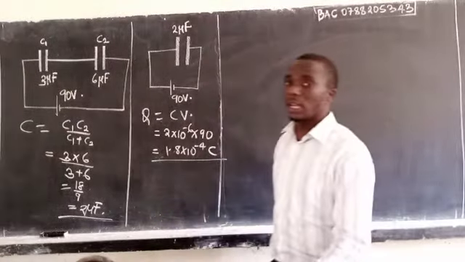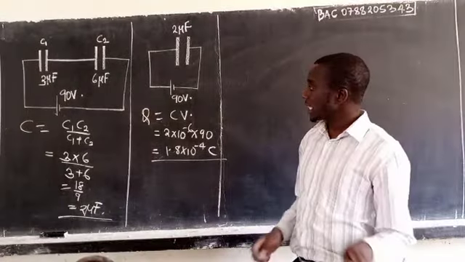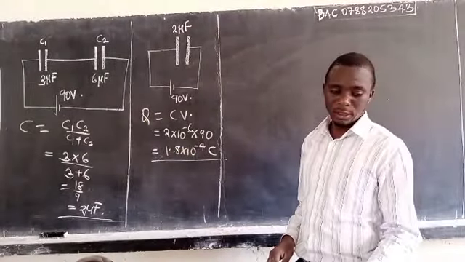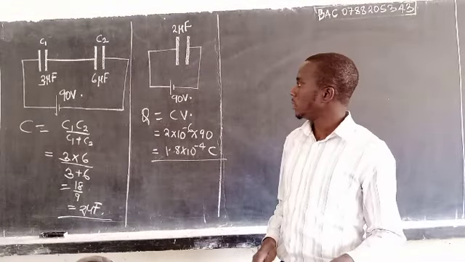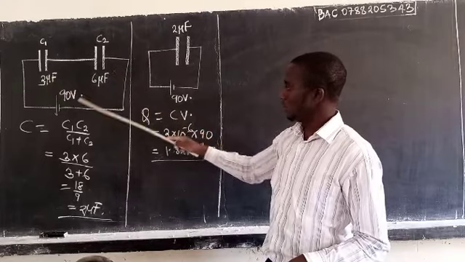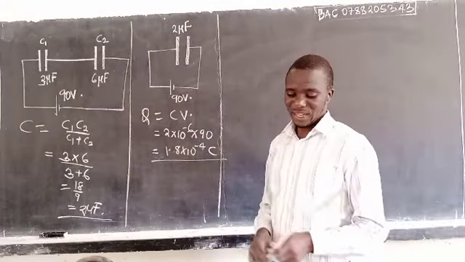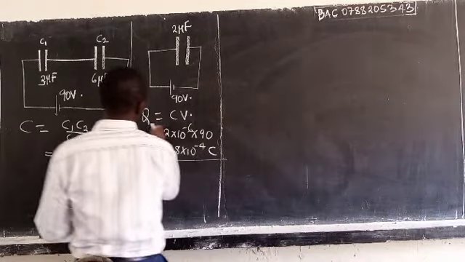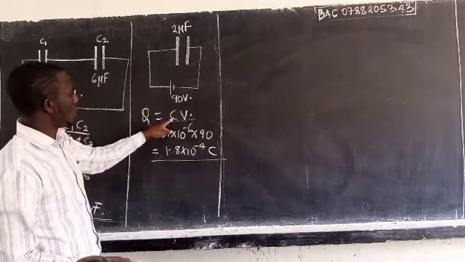So how do we get the PD? You realize that since they are in series, the PD across them is not the same, but the PD across this plus the PD across this will be equal to the supply PD. So from the expression Q = CV, V is Q out of C.